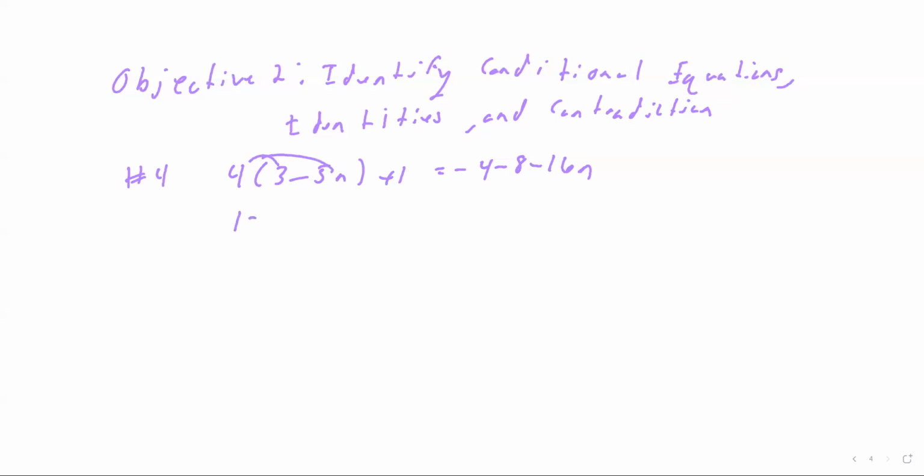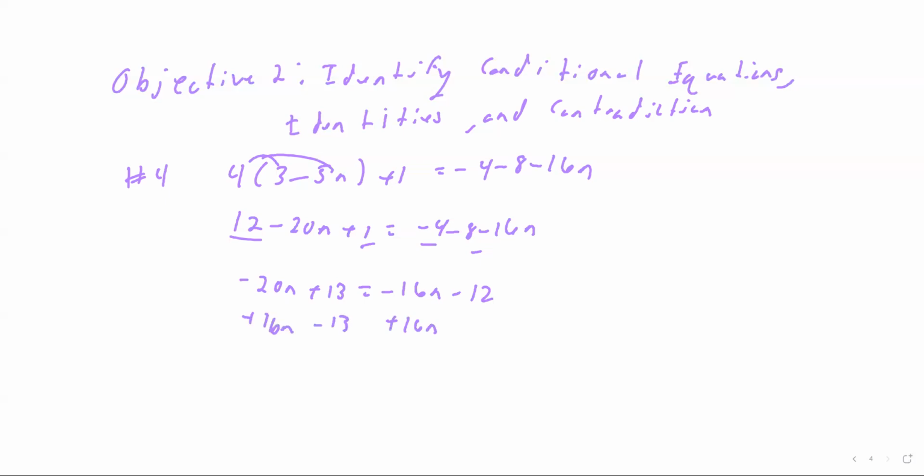All right, so we get 12 minus 20n plus 1 equals -4 minus 8 minus 16n. What's the next move? Very good. I get -20n. 12 plus 1 is 13. Bring down the -16n. You don't have to, it just looks better. -4 minus 8 gives me -12, right? Next move. Sling it over, plus 16n. There we go. -13. Sling the n over.